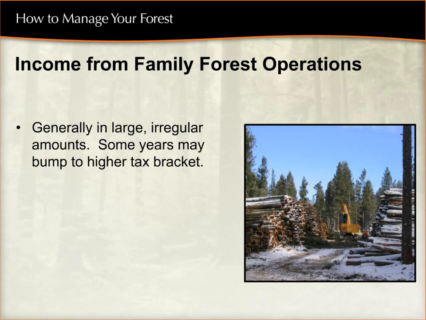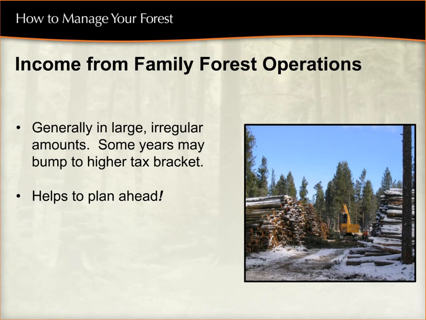Income from family forest operations generally comes in large irregular amounts. This is often a disadvantage because it may bump you into a higher tax bracket for the year the income is received. Thus, you can help yourself by planning ahead to those years when the operation is expected to generate income. Careful planning and timing of income can help level the financial peaks and valleys, minimize the overall tax burden, and foster a more comprehensive approach to woodland management.